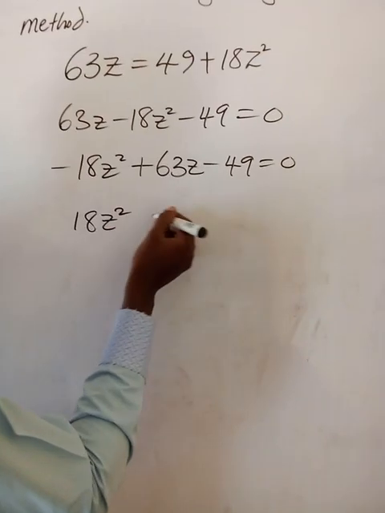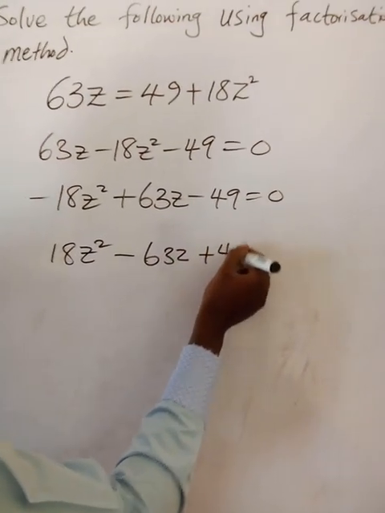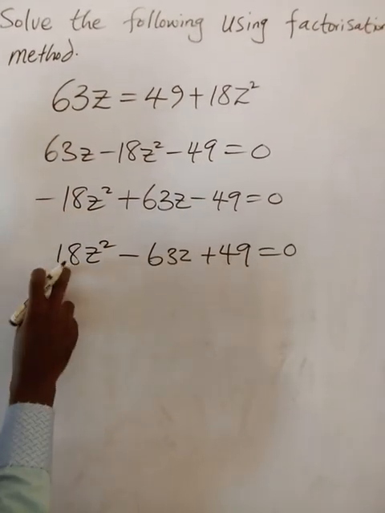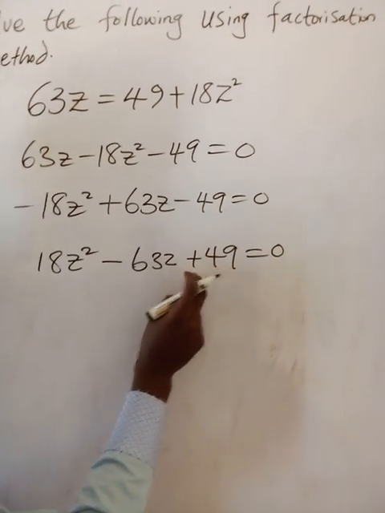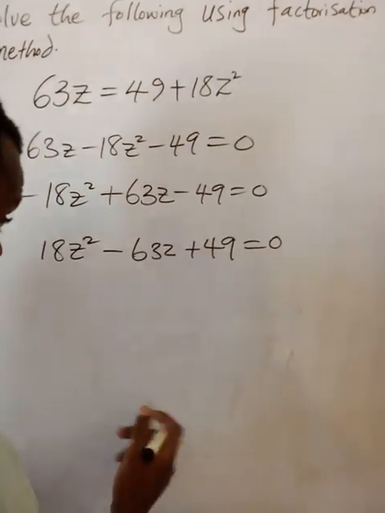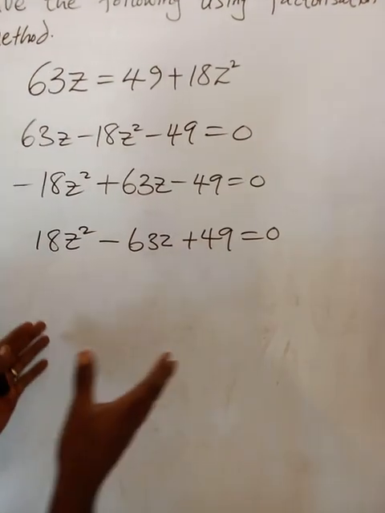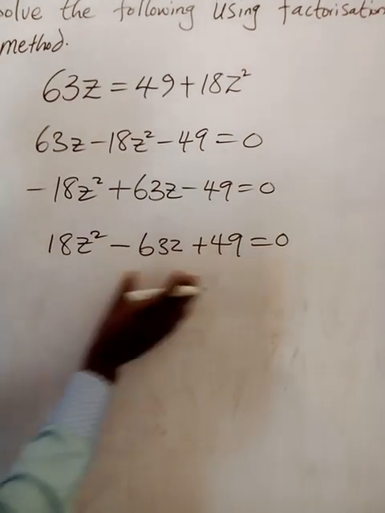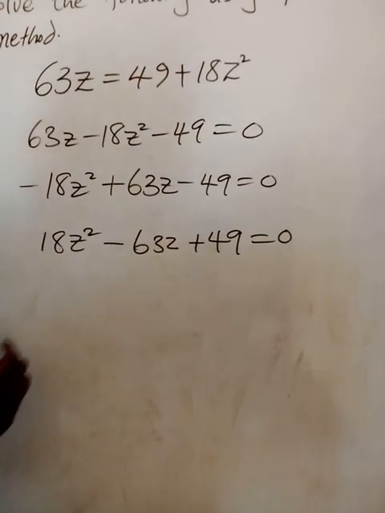18z squared minus 63z plus 49 is equal to 0, because minus times minus gives us plus, minus times plus gives us minus, and minus times minus gives us plus. Anything times 0 remains 0. So we have done nothing wrong by multiplying the equation by minus. Now, this is the irregular quadratic equation. We can solve these by factorization method, like I said.